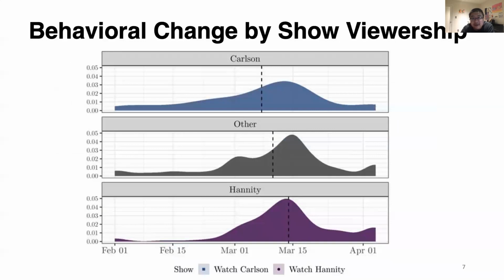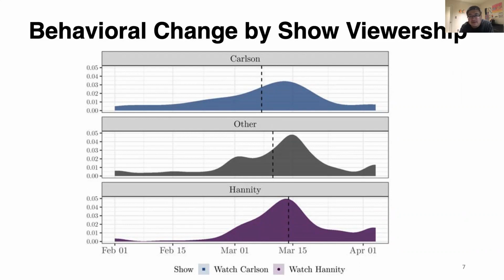And this figure displays the density function of viewers' reported day of behavioral change in response to the coronavirus. The authors of the study conducted a survey. For respondents who report that they have not changed any of their behavior by the date of the survey, they impute the date of the survey. The dashed line indicates the mean date of behavior change among the viewers of each show.